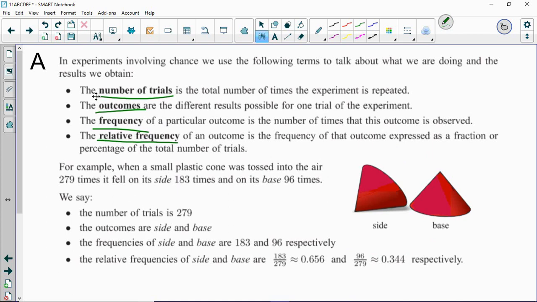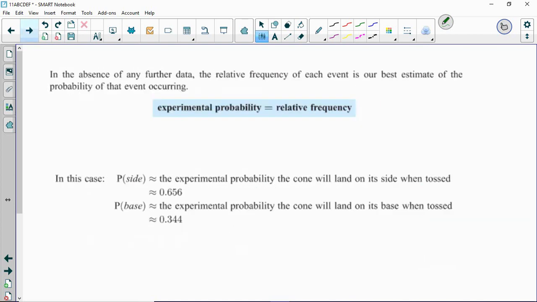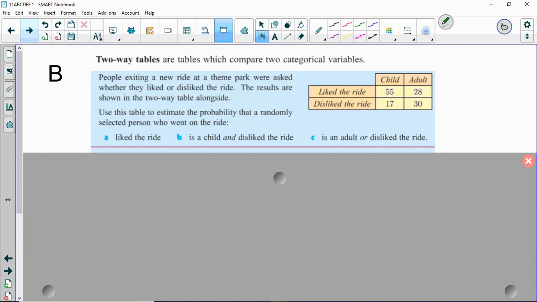Okay, and so we have an example down below where we can see these words in use with this cone being tossed in the air. Great, so we define the experimental probability to be the relative frequency of an event happening. Wow, section A, that was so tough, all right?